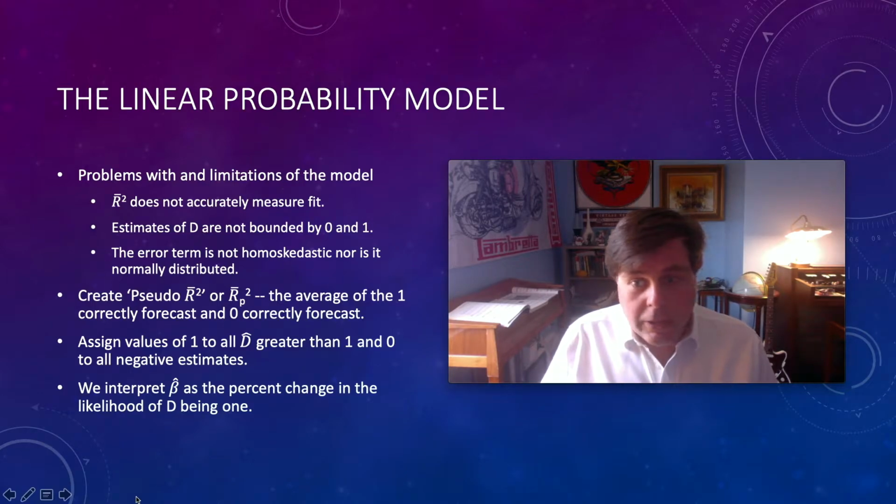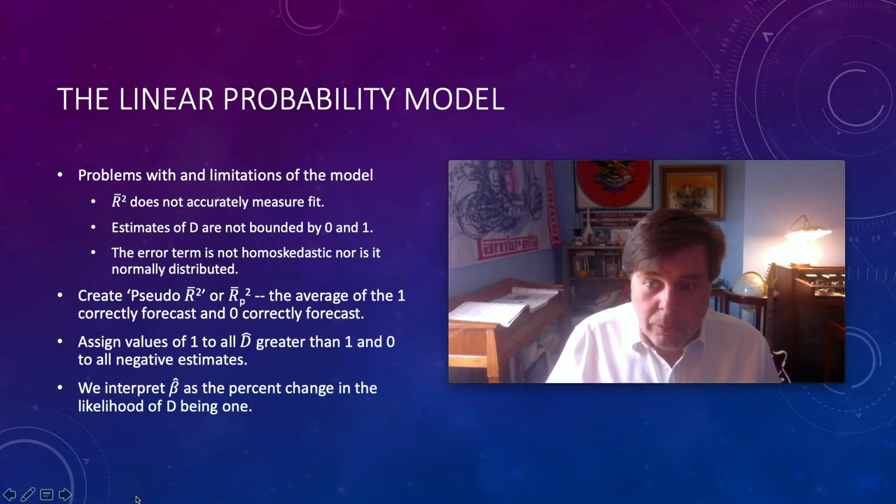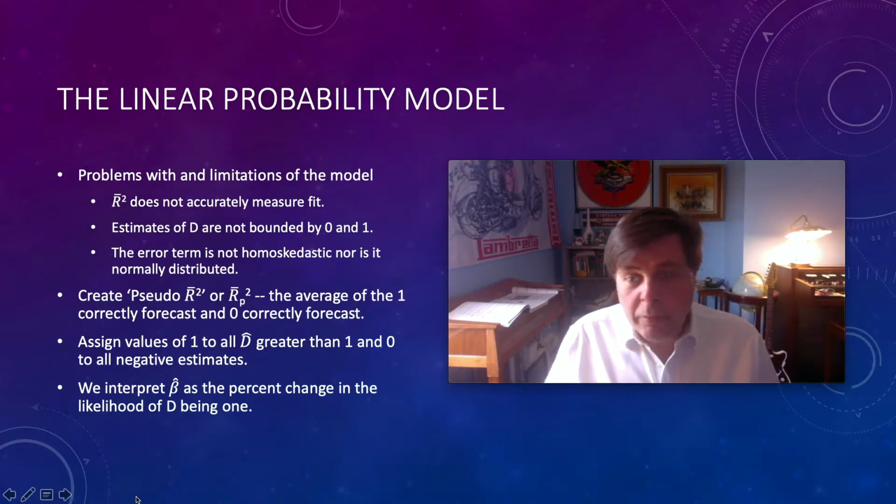First off, the adjusted R-squared does not accurately measure fit. Second, the estimates of D are not bounded by 0 or 1, so we can certainly end up with a predicted value of D that is less than 0 or greater than 1. And then third, the error term is not homoscedastic as we need it to be, nor is it normally distributed. So we have a number of problems associated with the error term in these cases.